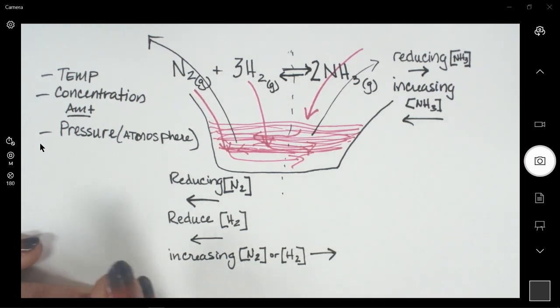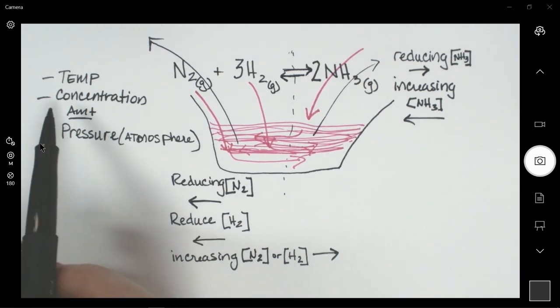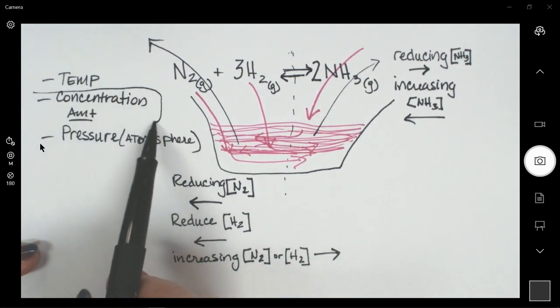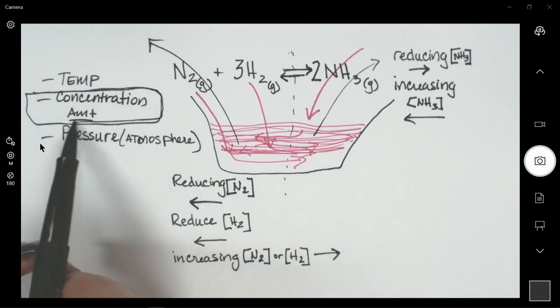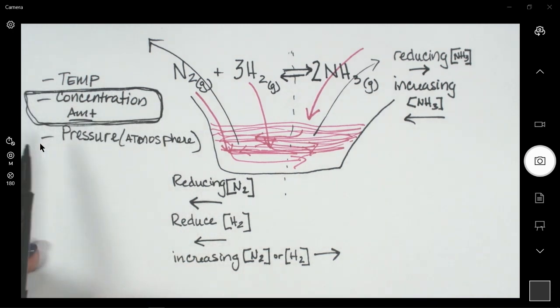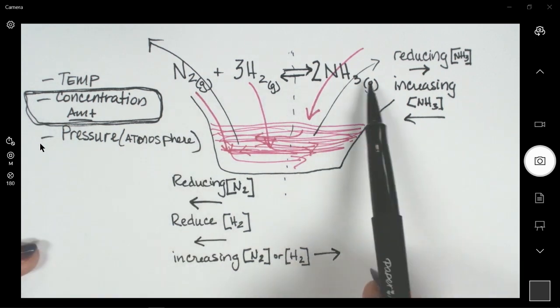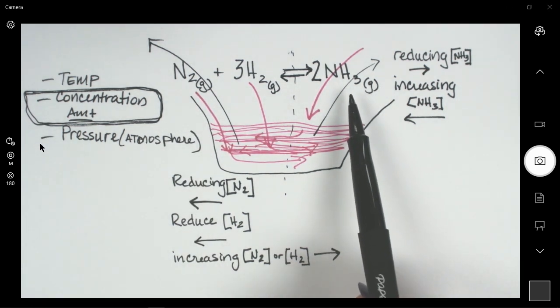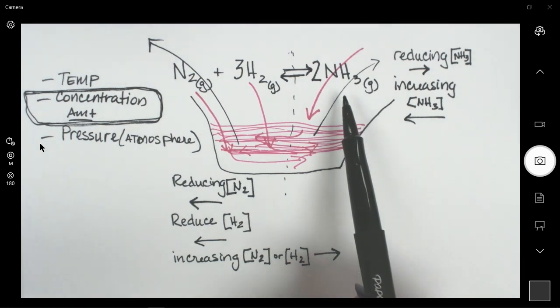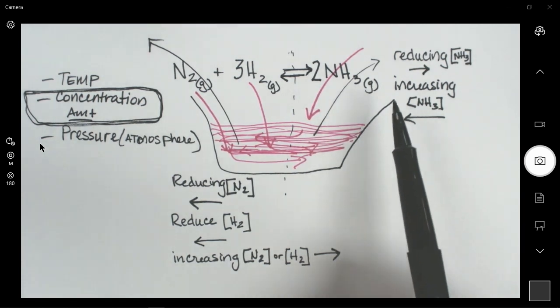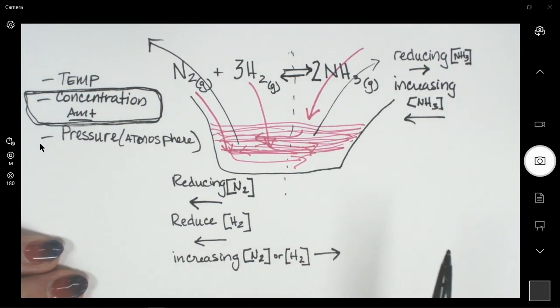Shift right, shift left, shift towards the products, shift towards the reactants. Right? That's what causes the shift. So that's how systems in equilibrium will respond to changes in concentration. So that's one of the stressors. Le Chatelier's principle: if you're at equilibrium and a stress is applied, the system will adjust to return to that equilibrium. So let's talk about temperature next.